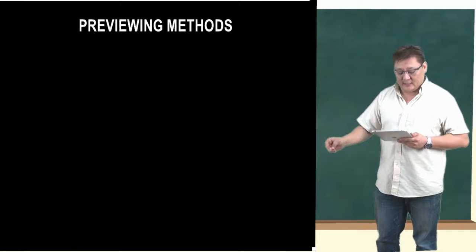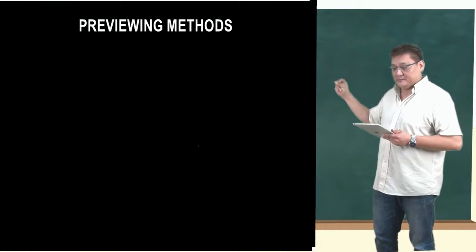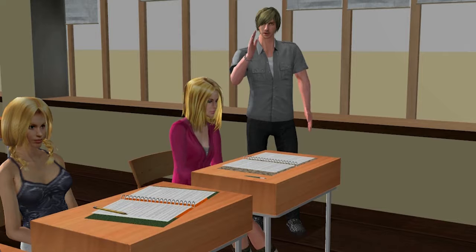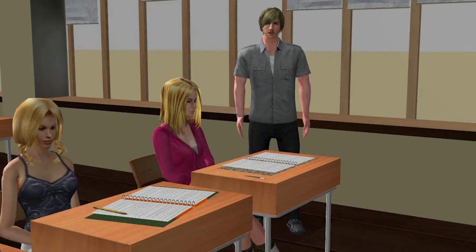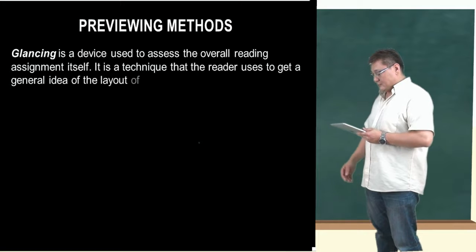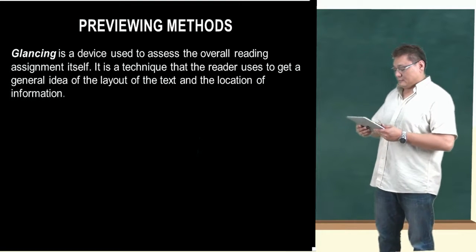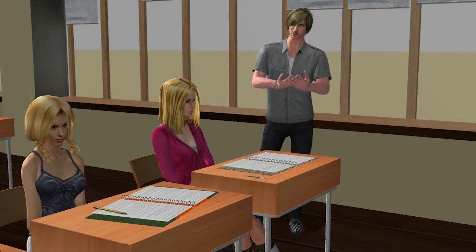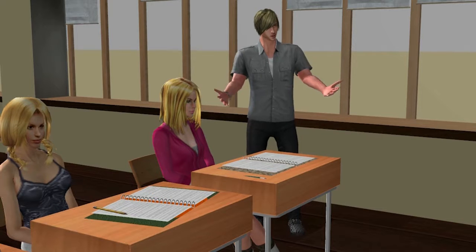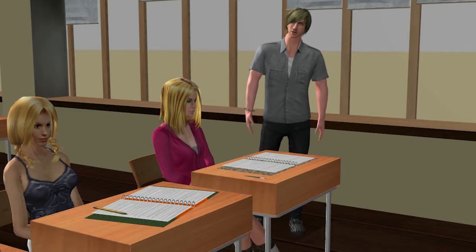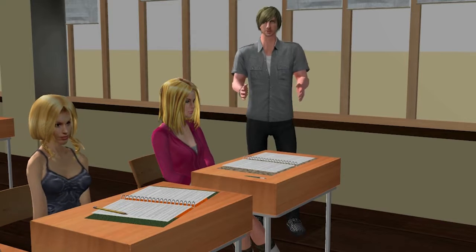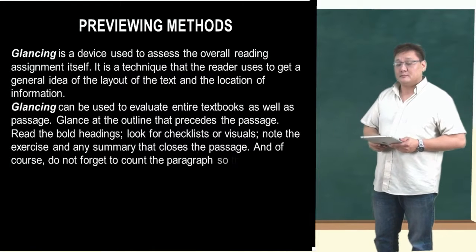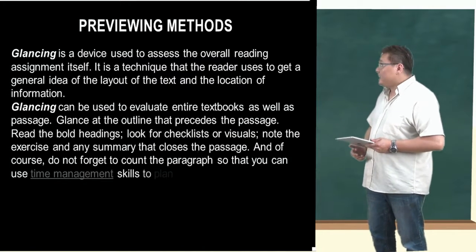Reading method and glancing is defined as, here we go. Okay. Glancing is a device used to assess the overall reading assignment itself. It is a technique that the reader uses to get a general idea of the layout of the text and the location of information. Glancing can be used to evaluate entire textbooks as well as passages. Glance at the outline that precedes the passage. Read the bold headings, look for checklists or visuals, note the exercises and any summary that closes the passage. And of course, do not forget to count the paragraphs so that you can use time management skills to plan your reading test. So this is very important.